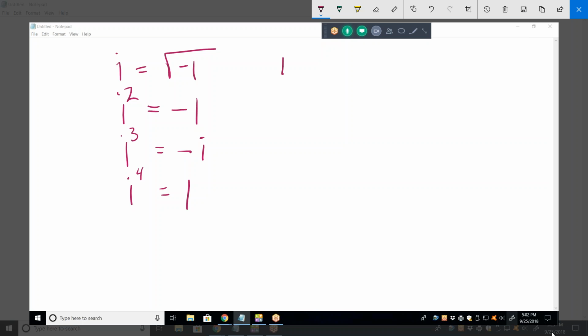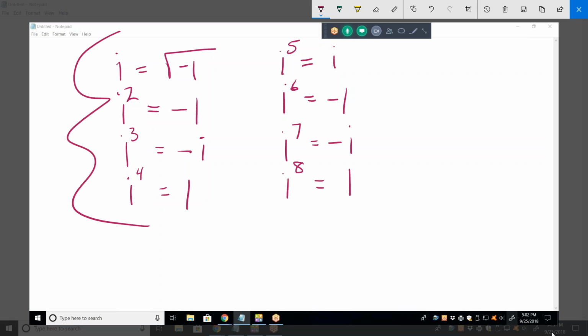And then it repeats. In other words, I to the 5th is just I. Again, square root of minus 1. I to the 6th is the same as I squared. I to the 7th is the same as I cubed. And I to the 8th is the same as I to the 4th. Okay? So you want to learn that pattern, and it repeats as you go up. And here's the problem they're going to give you. What is I to the 24th power?